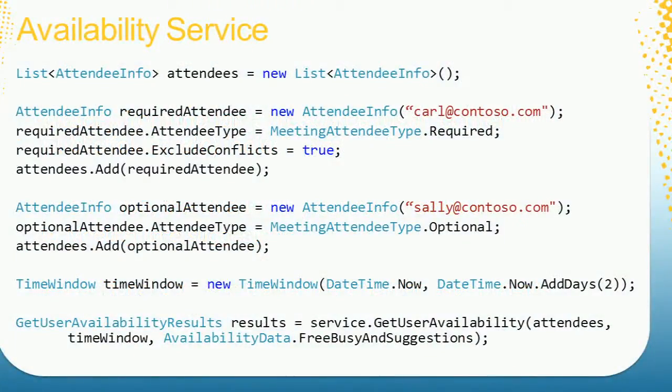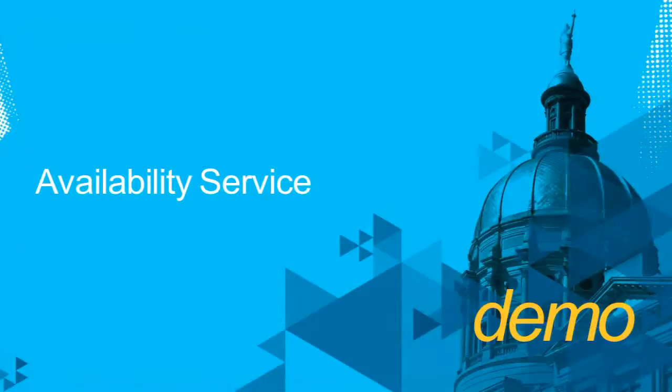What does it look like to make an availability service request? Well, hopefully you guys agree that it looks extremely easy. You set up your attendees, you can specify whether they're required or optional, and that'll all factor into the score that we give back for all of these meeting time suggestions. You set up a time window, and then you simply query Exchange Web Services, and it's going to give you back those suggestions. So we've got a good demo that sort of walks through that.